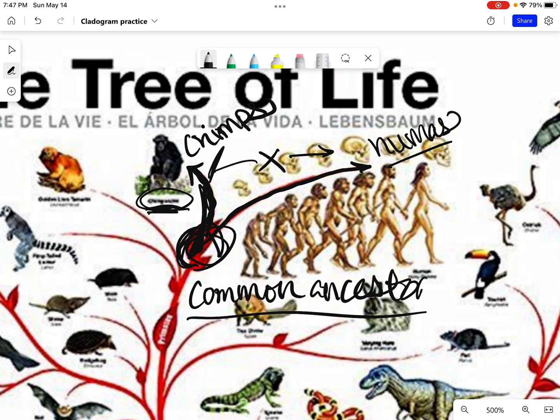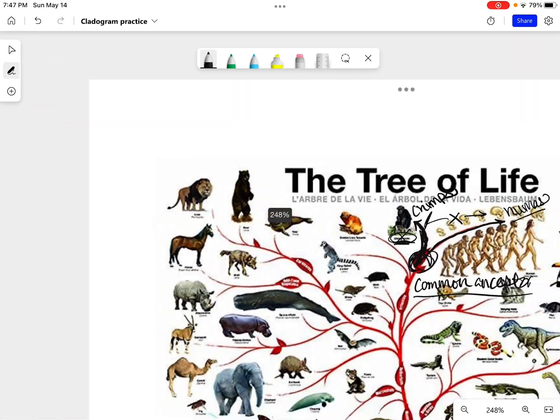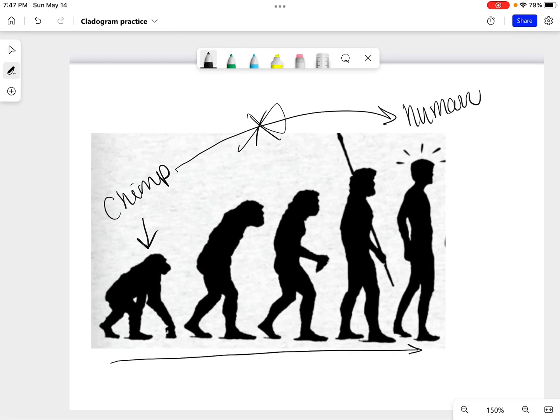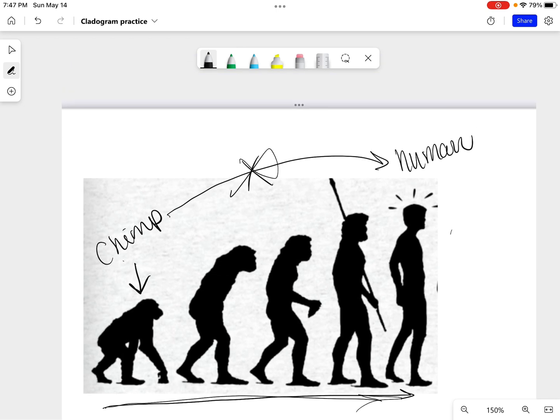Was that ancestor a chimpanzee? Absolutely not. Chimpanzee was a species that evolved from that common ancestor just like humans did. But it is completely inaccurate. I'm going to go back to this first picture again. This is very misleading in saying that somehow chimpanzees led to humans. And hopefully that makes sense after looking at the tree of life, after looking at that other cladogram. All right, let's move on.